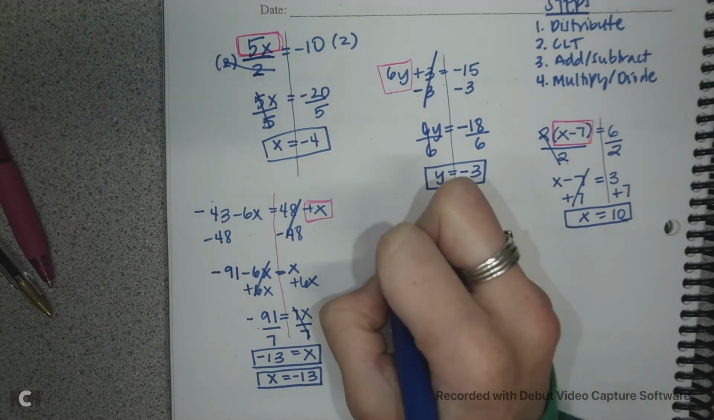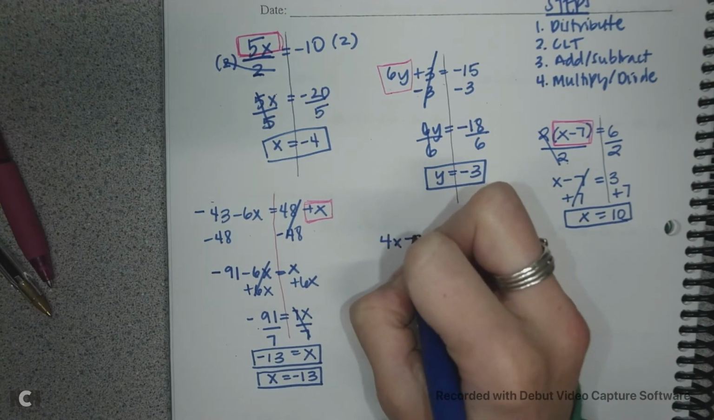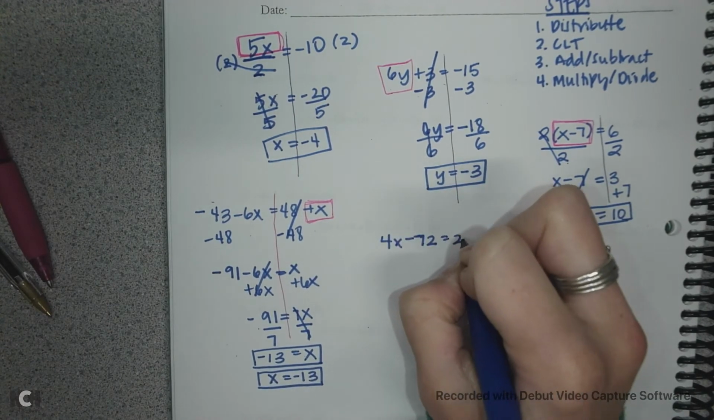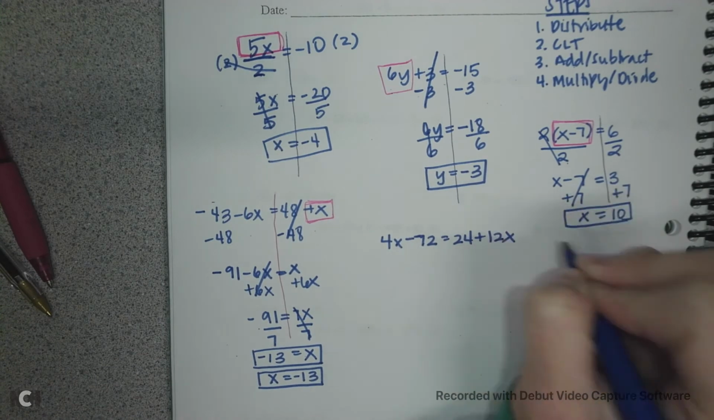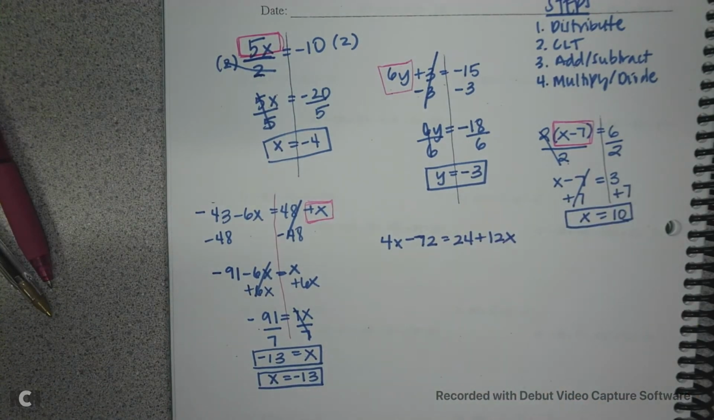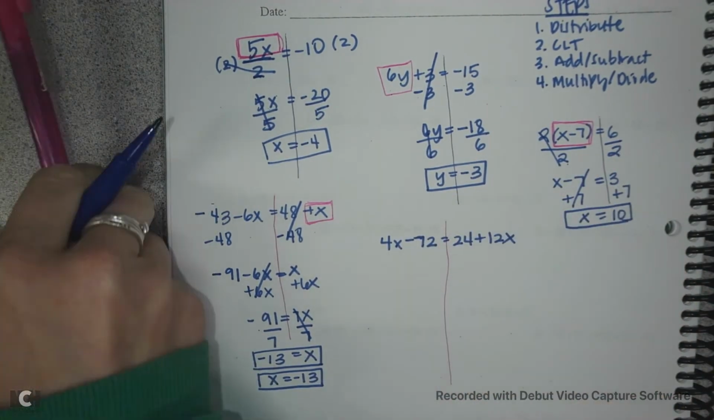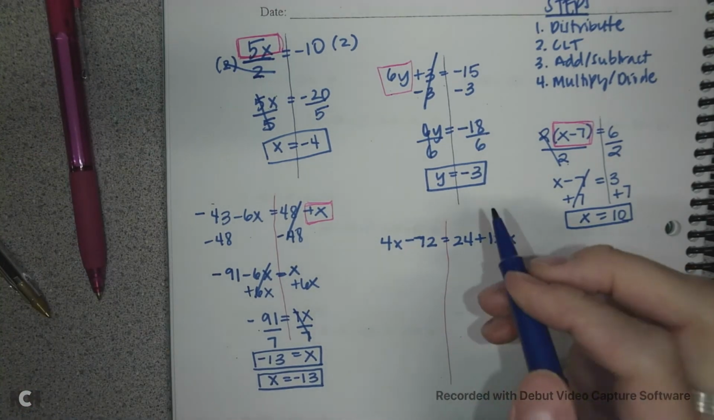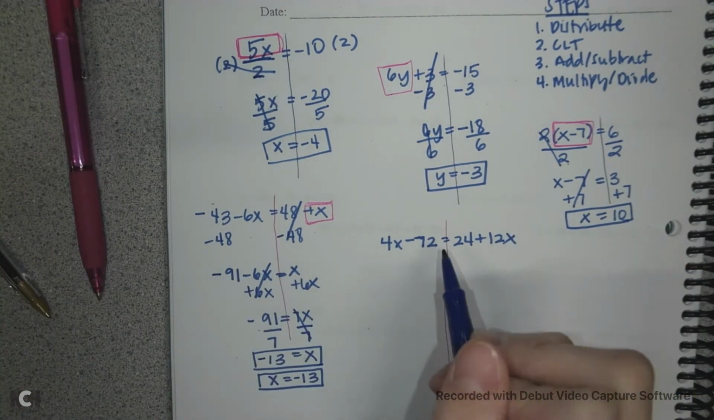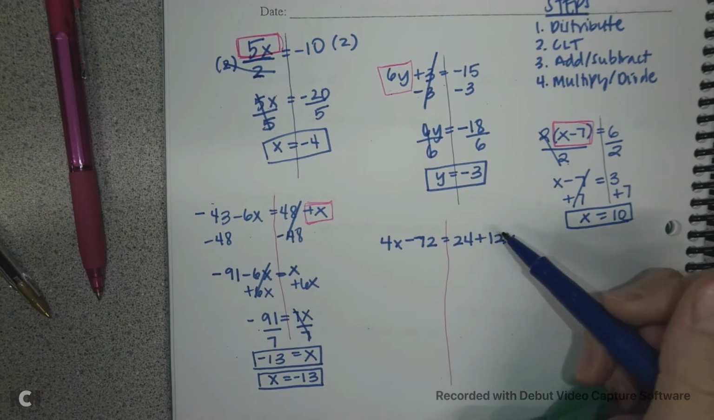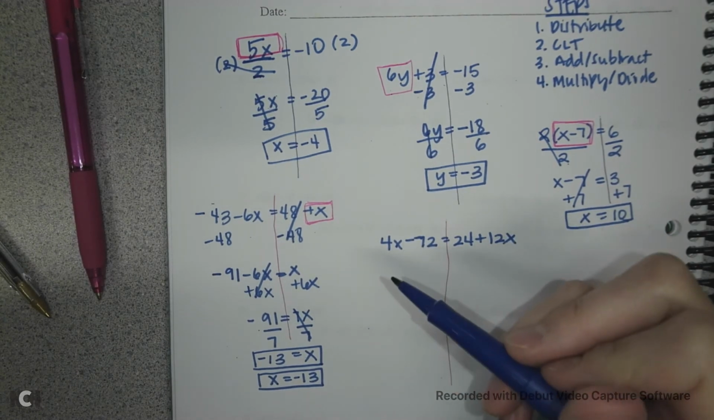So I have 4x minus 72 equals 24 plus 12x. Okay, so I want to get all my numbers on one side and all my letters on the other side. I'm just going to pick one to start with. I'm going to draw a cute little line down the middle. Oh, it's kind of wiggly. Okay, let's start. Since I moved a number first, I'm going to move a letter. And I like my letters on the left, so I'm going to move my letters to the left.